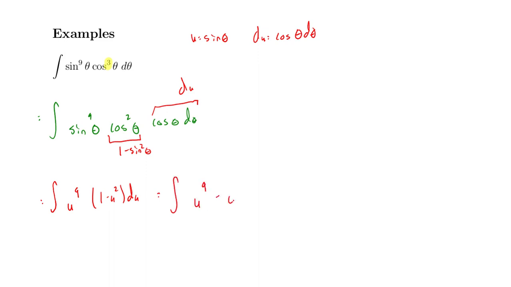U to the 9 minus u to the 11 du. Our antidifferentiation is no big deal then. And we can convert back to sines without too much problem.